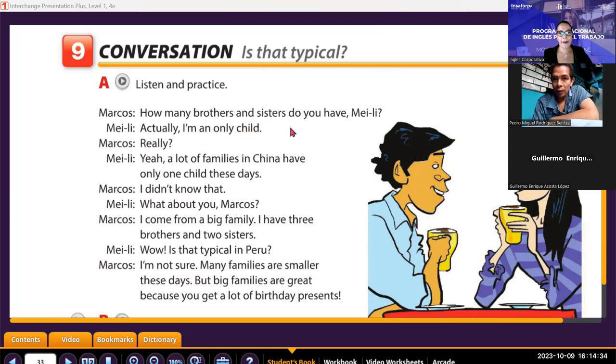Pedro? Actually, I'm an only child. Really? Yeah. A lot of families in China have only one child this day. What about you, Guillermo? I come from a big family. I have three brothers and two sisters. Wow, is that typical in Peru? I am not sure. Many families are small this day, but big families are great because you get a lot of birthday presents.